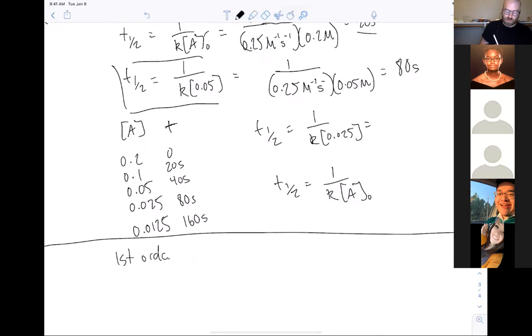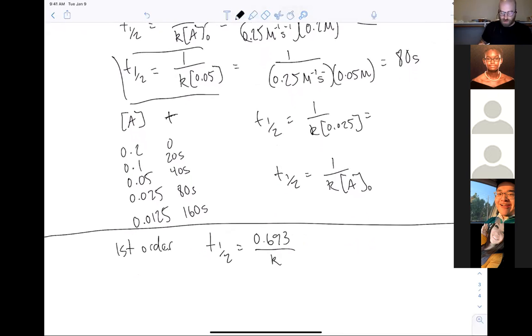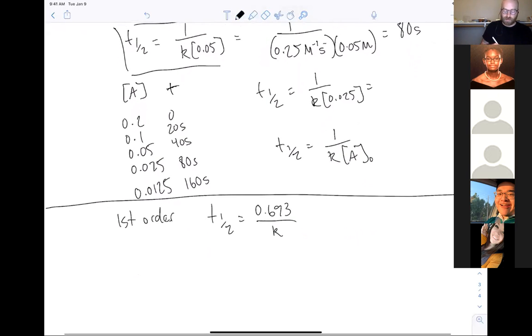Because in a first order reaction, the t1/2 is equal to 0.693, which is a constant, divided by k. So it doesn't matter what the concentration is that we're starting at. If I'm at, let's say, 0.2 again, and we use this equation, what we should see is that it just changes linearly as we move forward. Let's see, so to go from 0.2 to 0.1, let's say our half-life is 10 seconds. It's just going to be a constant rate.